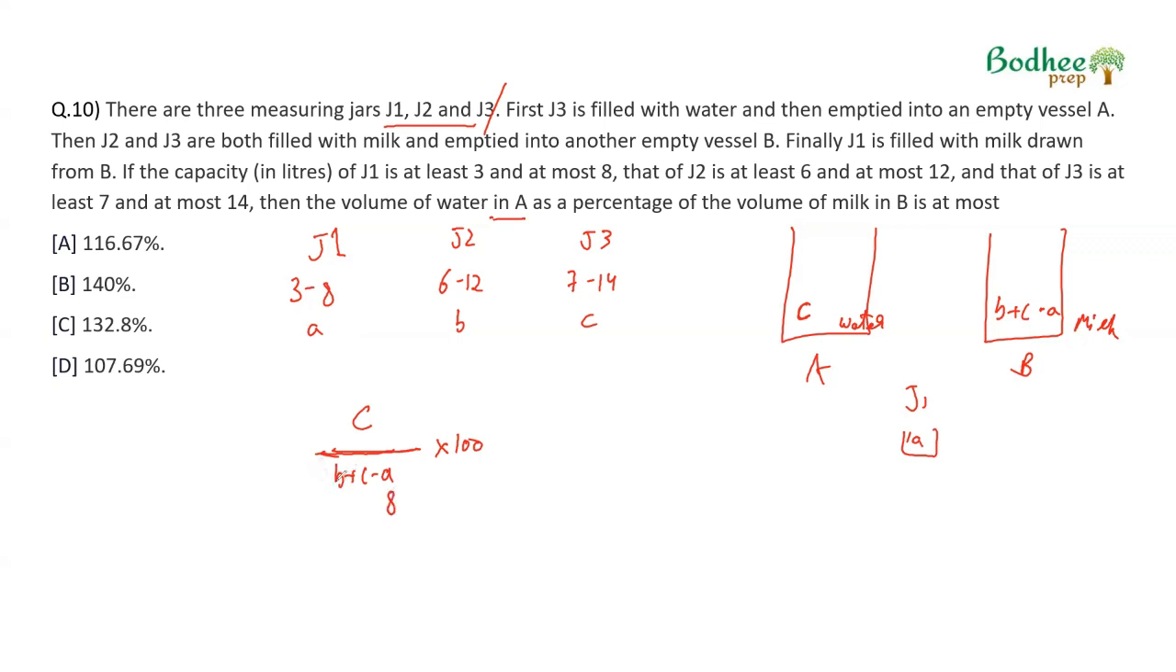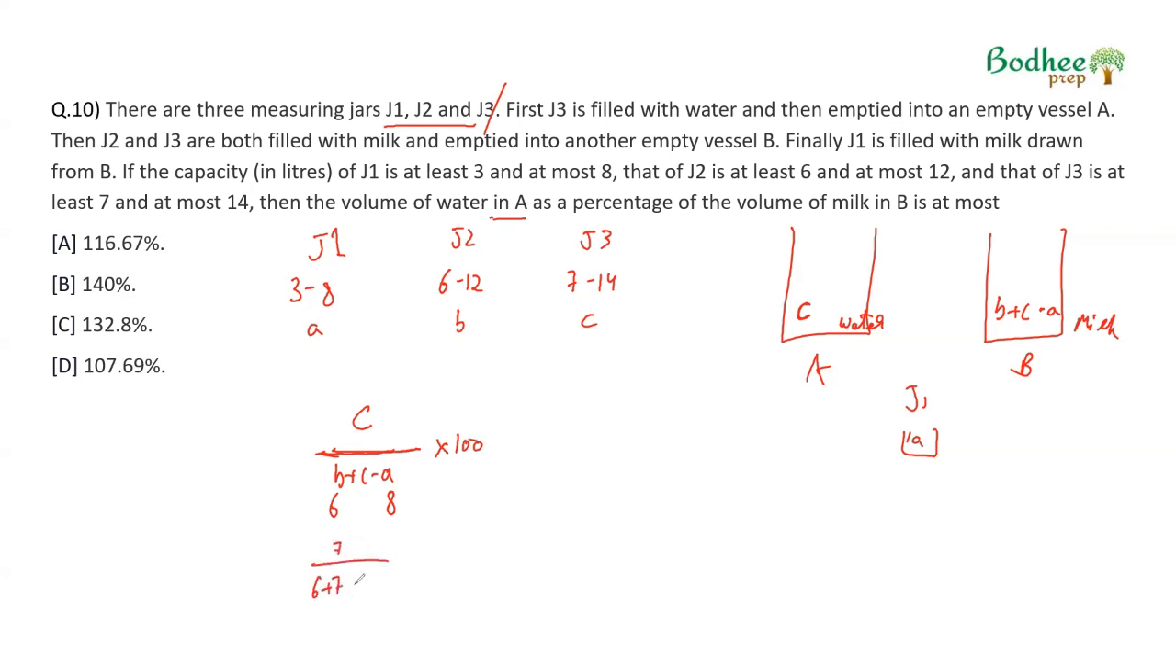Denominator minimum, B has to be minimized. The minimum value of B is 6. This is for sure. Now we have to look at C. Again, if there is a confusion, we can make two cases. Ideally, C could be of two extreme values, either 7 or 14. So I'm making a case with 7.